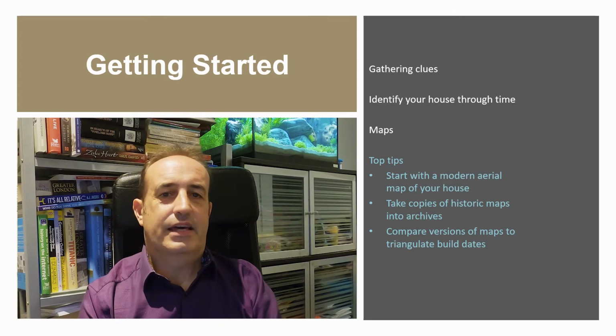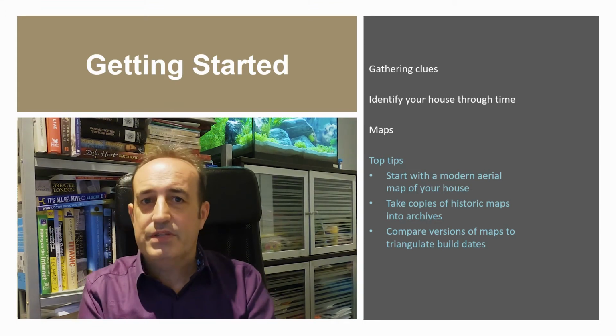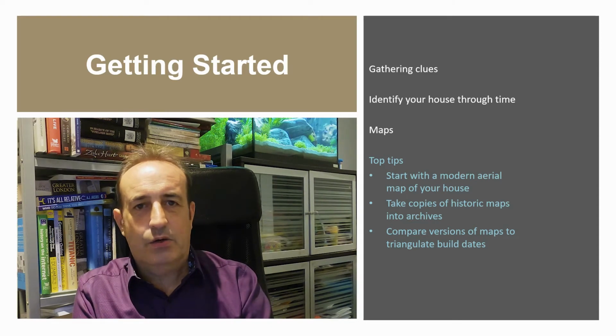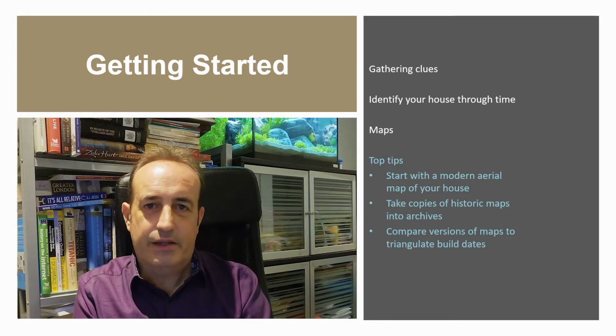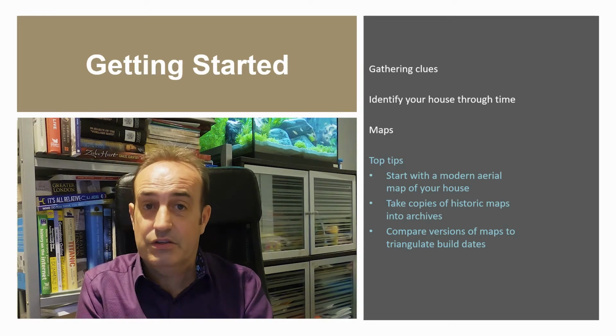Right, let's get started then. The first thing to do is to gather clues. And some of those clues may be in your own possession. You might have been handed an old title deed package with lists of previous sale dates and owners and occupiers. If you have been, that's a fantastic thing to start with.